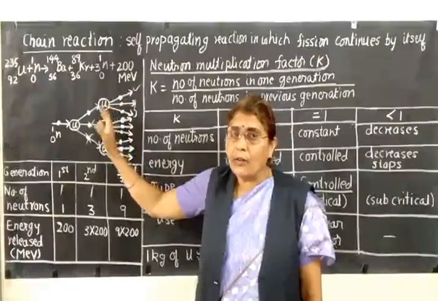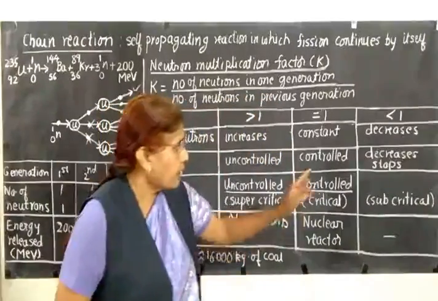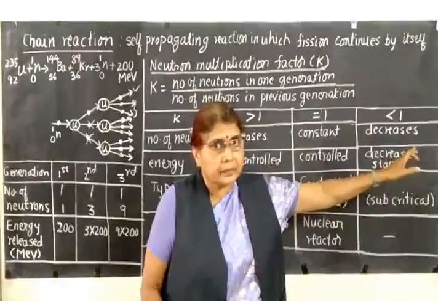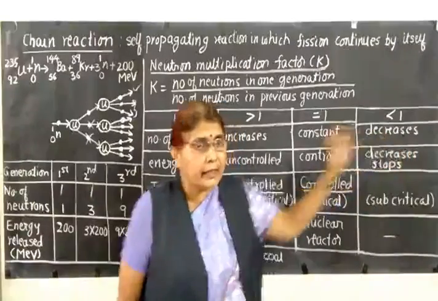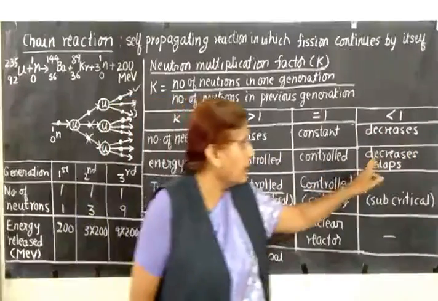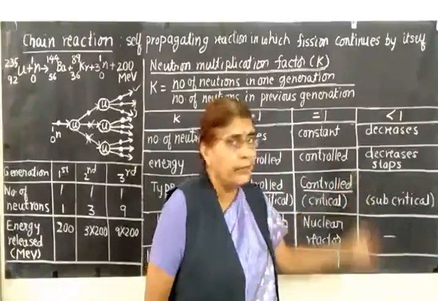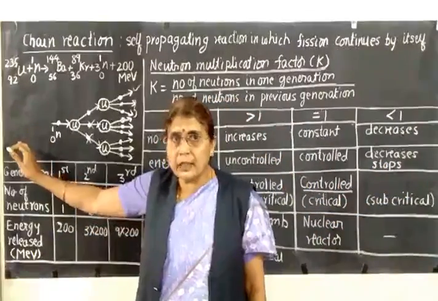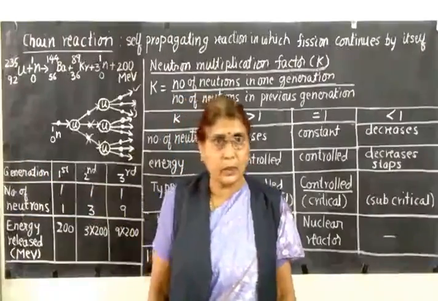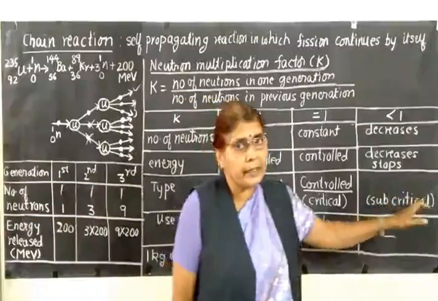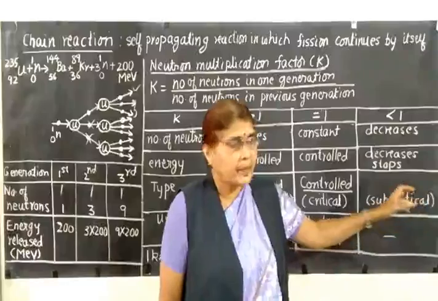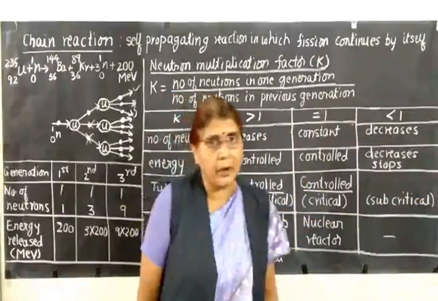So the number of neutrons goes on decreasing. So if the number of neutrons decreases, what about the energy? The energy also will decrease, because fission is going to decrease, and finally the nuclear reaction will stop after a certain time. So this is called a subcritical chain reaction. So this is the third type of chain reaction.